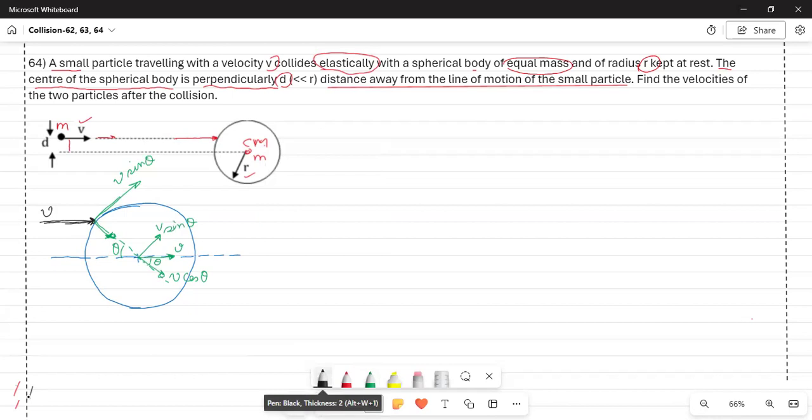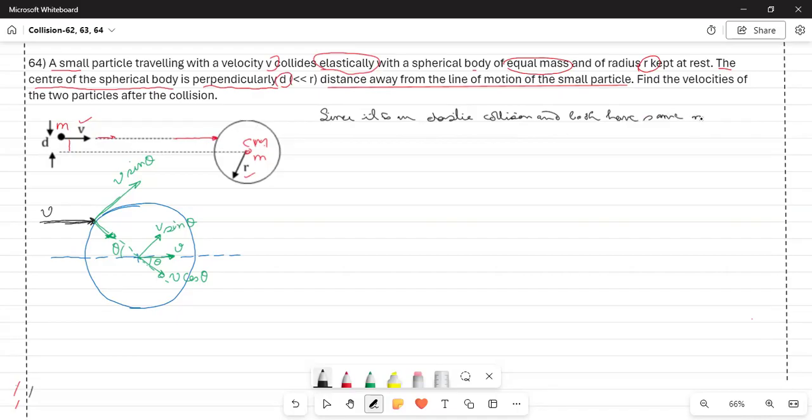Since it's an elastic collision and both have the same mass, the component of v through the center of mass, that means v cos theta, will be transferred to the sphere.